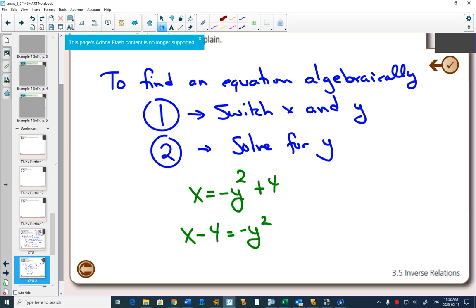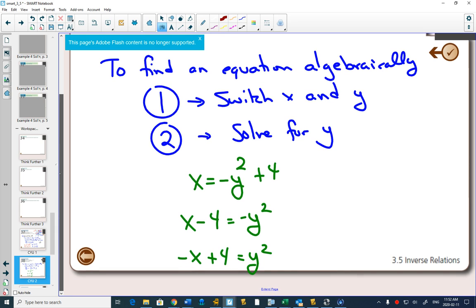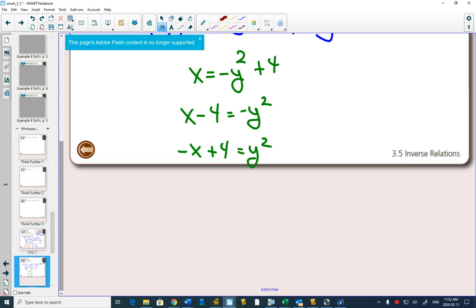And we're getting close to getting the y squared by itself. We could multiply both sides by a negative 1, which would give us negative x plus 4 equals y squared. And once you've got y squared by itself, you can now square root both sides. But you have to remember that plus or minus that we talked about earlier. So we get plus or minus square root of negative x plus 4.